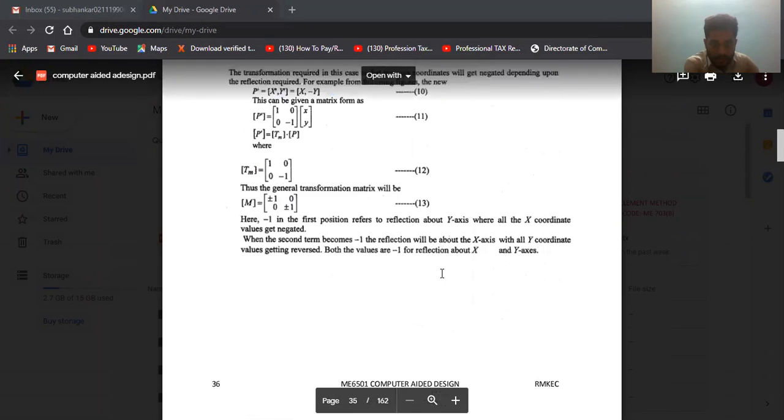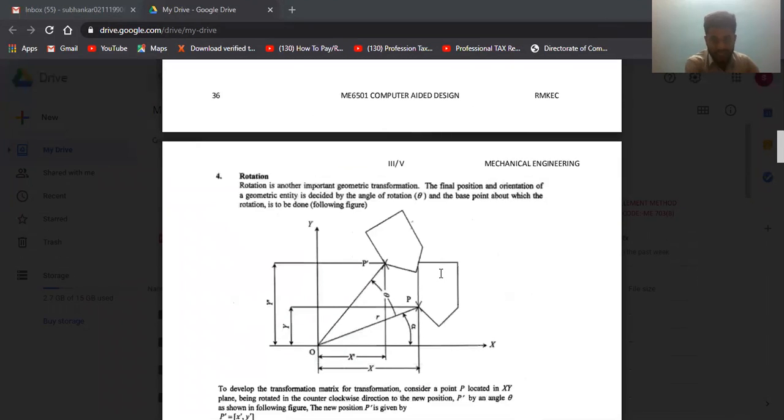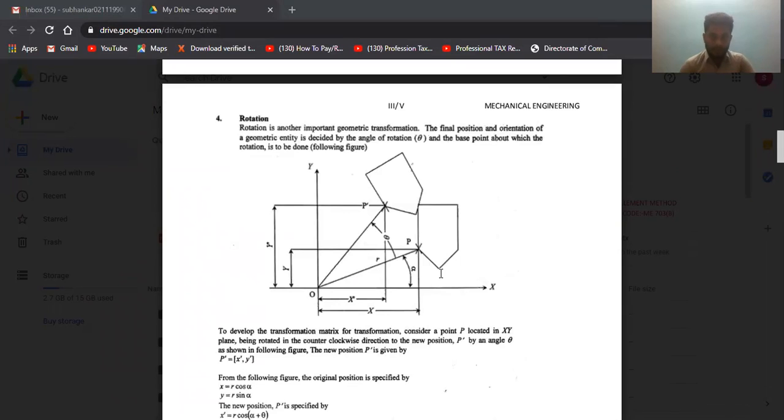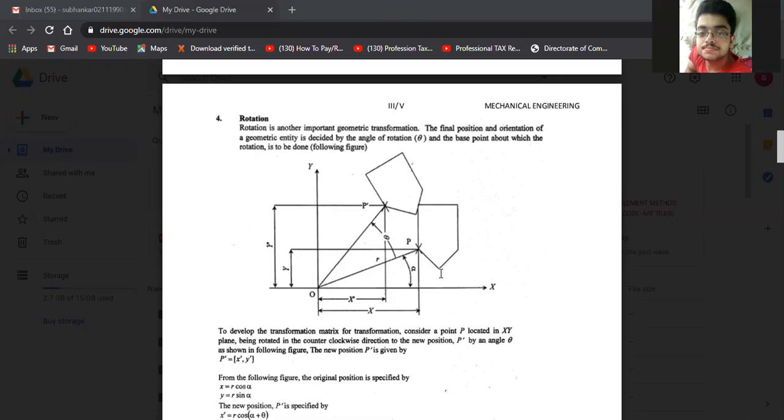Next is your rotation. Now see the diagram and tell me, I am rotating my knife along which axis? X rotation, Y rotation, Z rotation, which rotation? X rotation.